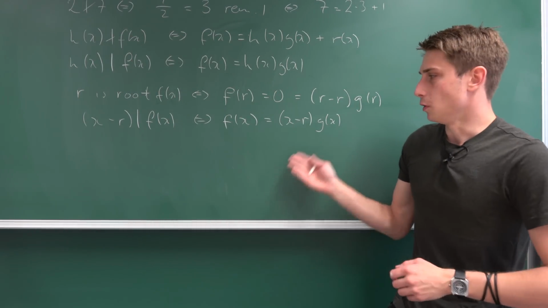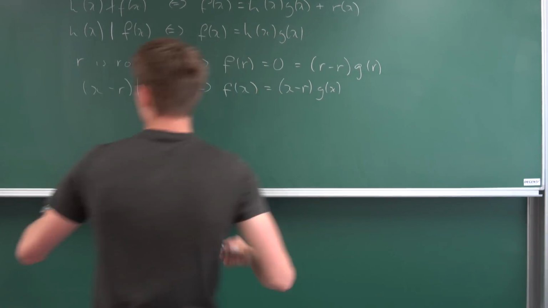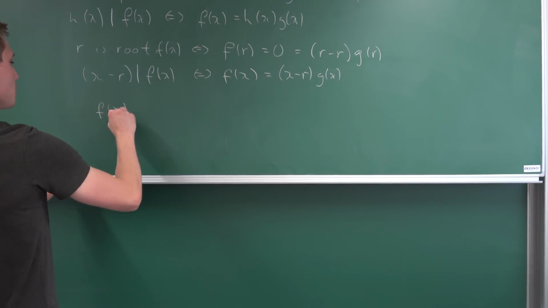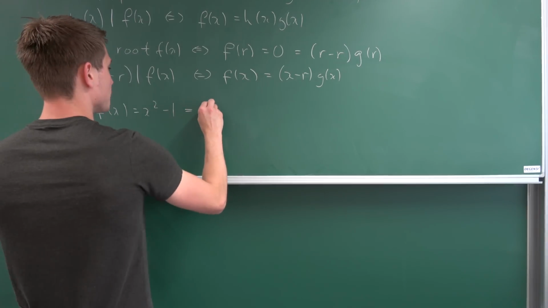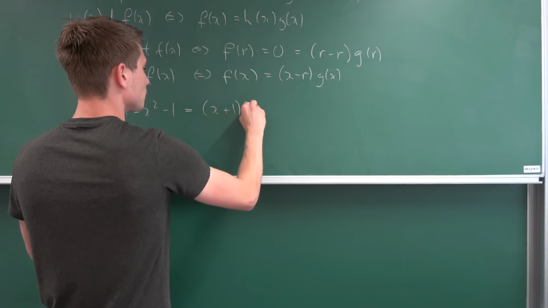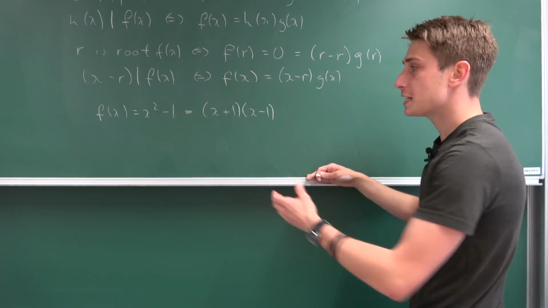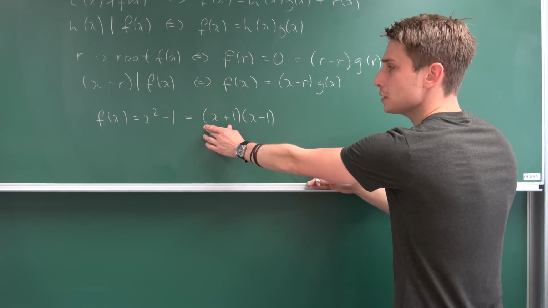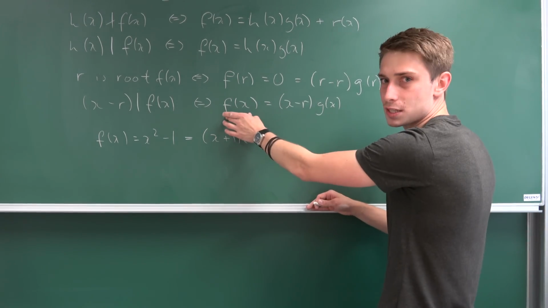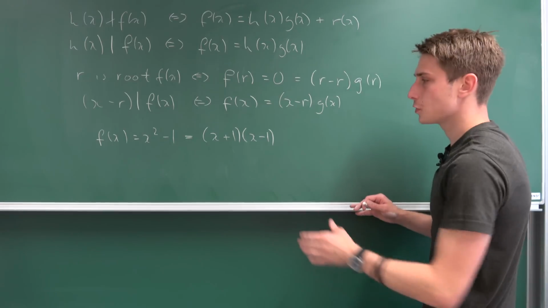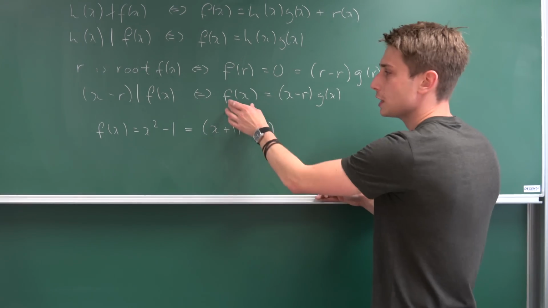Is there a little example to show that this is indeed true? Well, let's take a look at a famous one. f of x being equal to x squared minus 1. We can factor this into x plus 1 times x minus 1. If you say that g of x is this thing right here, that also means that x minus 1 is going to divide f of x. And if you assume that g of x is this other thing, that means that x plus 1 is going to divide f of x.